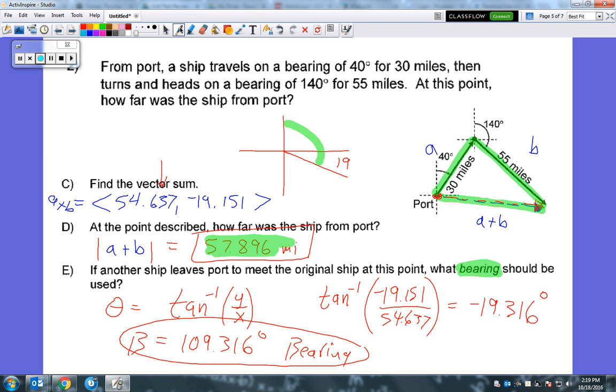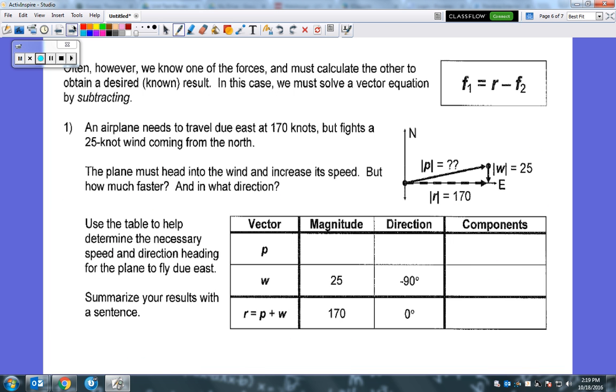Nicely done. Could you do beta? Yeah, you can do beta. 109? Alright, so last two problems, and then we're done for the unit, okay?